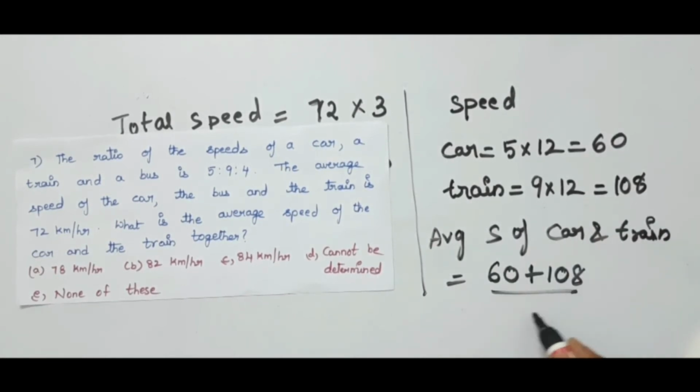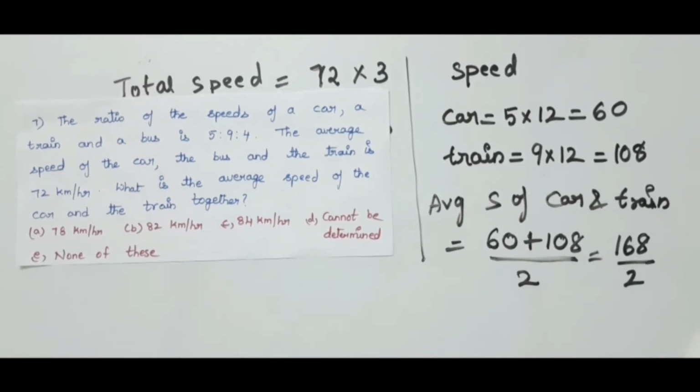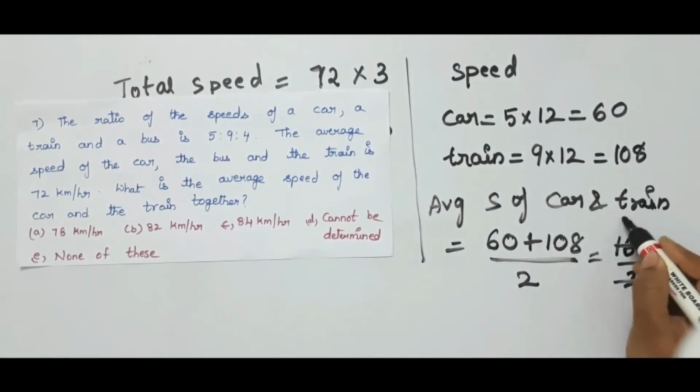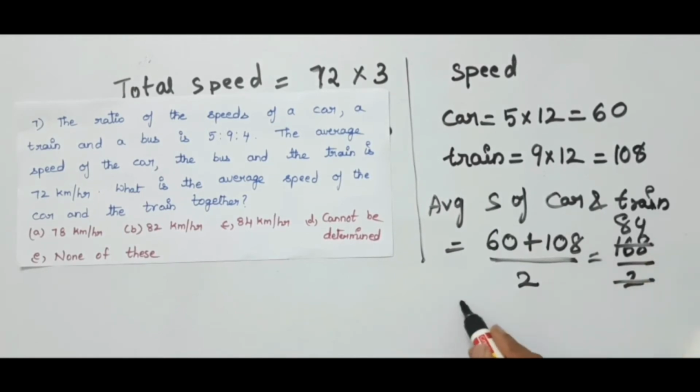As it is average, we have to divide it by 2 because we are finding the average speed of two vehicles, is it not? Car and train. So divide it by 2. So this is nothing but 168 by 2. So this becomes 2 8s are 16 and it is 4. So we got 84 kilometer.